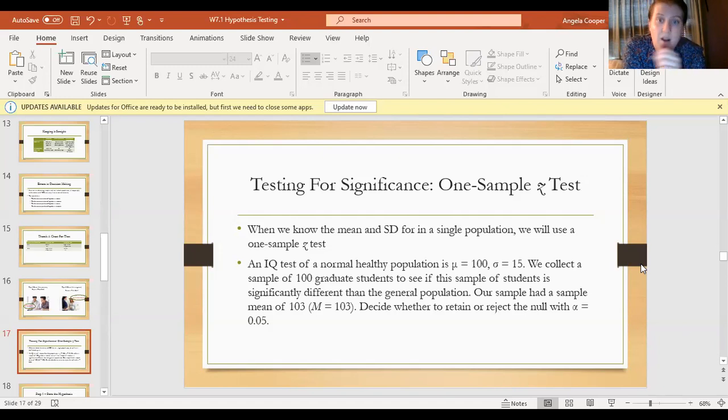So we take a sample of 100 grad students to see if this sample of students is significantly different than the general population. So if it's different than the average normal healthy population with an average IQ score of 100 and a standard deviation of 15. Our sample of those 100 grad students had a mean of 103. Now let's determine whether we will retain or reject the null hypothesis when our alpha, or our significance level, is set at 0.05 or 5%.